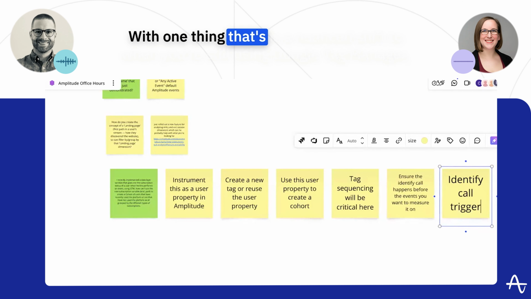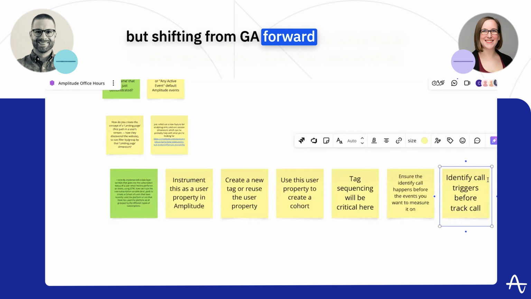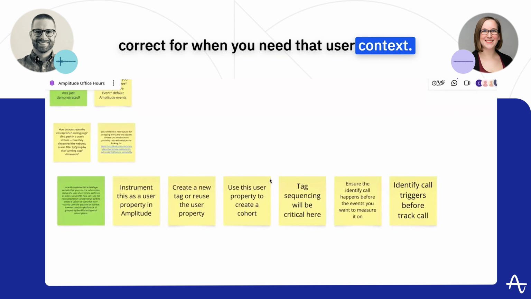One thing that is a nuanced shift when you're still using Google Tag Manager, but shifting from GA forward to Amplitude, is making sure you have that sequencing correct for when you need that user context.